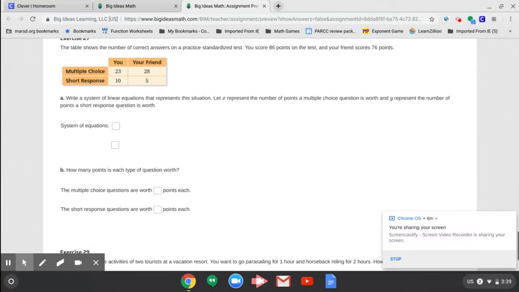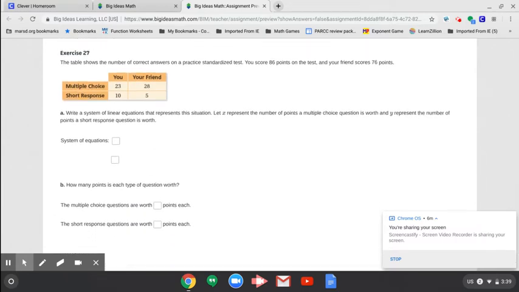Okay, number 27, you're going to write two equations. So it says you scored 86 points on the test, and your friend scored 76 points. So you're going to go down the column, and you are going to be 23x plus 10y. And you scored a total of 86. So it's going to be 23x plus 10y equals 86. And your friend is 28x plus 5y equals 76.